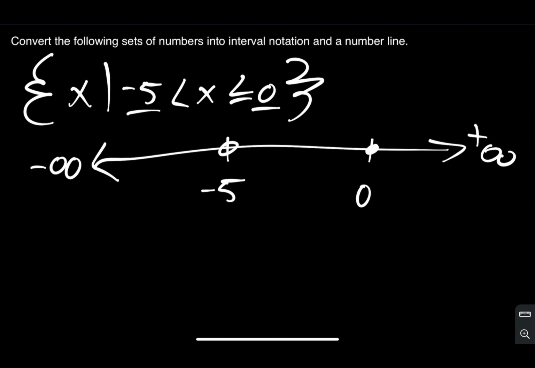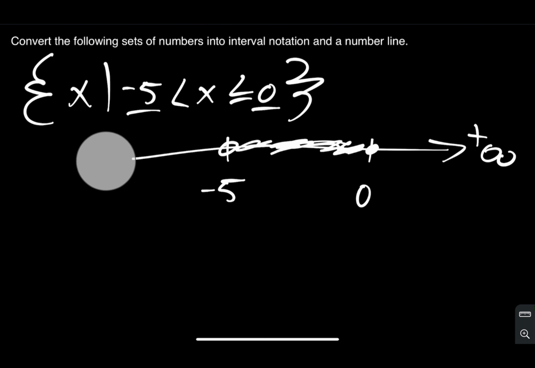Now all we have to do is shade in our region. So we have negative 5 is less than x, and x is less than or equal to 0. So it means it's going to be in between negative 5 and 0. That's where x is going to be in between. So we shade in this area. Now all we have to do is write that in interval notation. But first, let's clean up our number line since we didn't use the infinities.